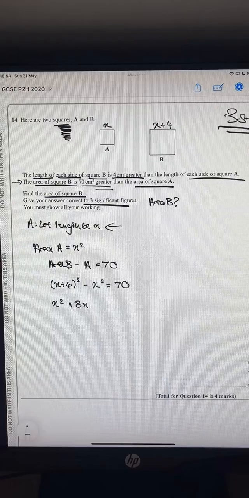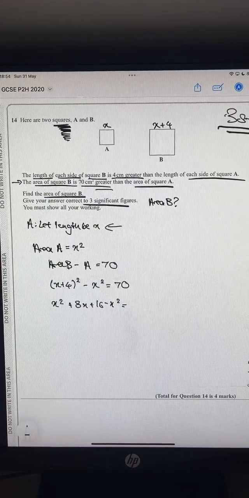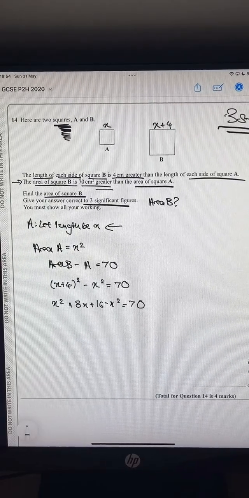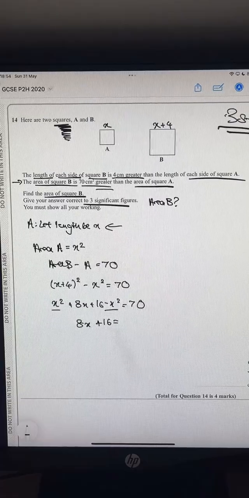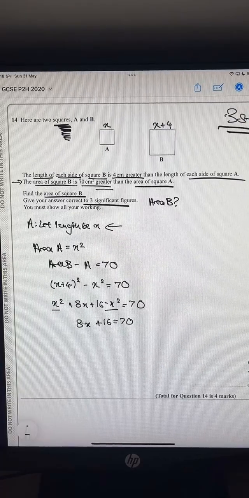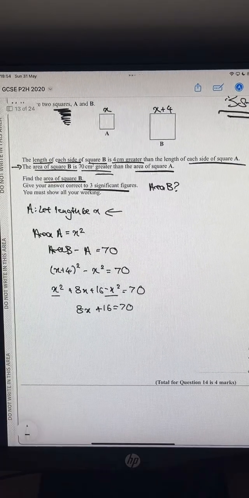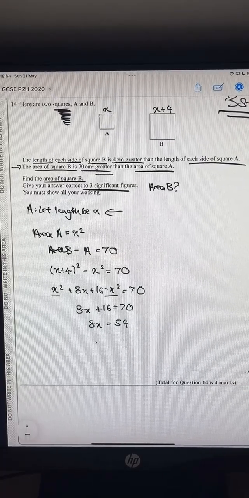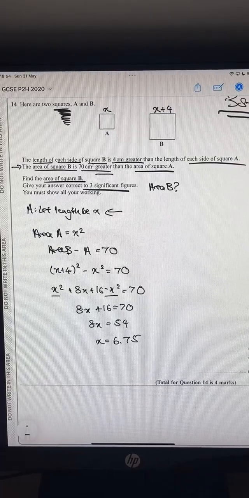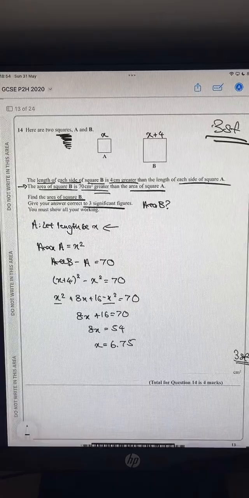x squared plus 8x plus 16 minus x squared equals 70. And then, oh look, your x squared minus x squared, your like terms, they go away. So then you've got 8x plus 16 equals 70. You don't even have to deal with a quadratic anymore, guys. So then you get 8x is equal to 54. And no, that is not divisible, so you have to use your calculator to get 6.75. So that is x.